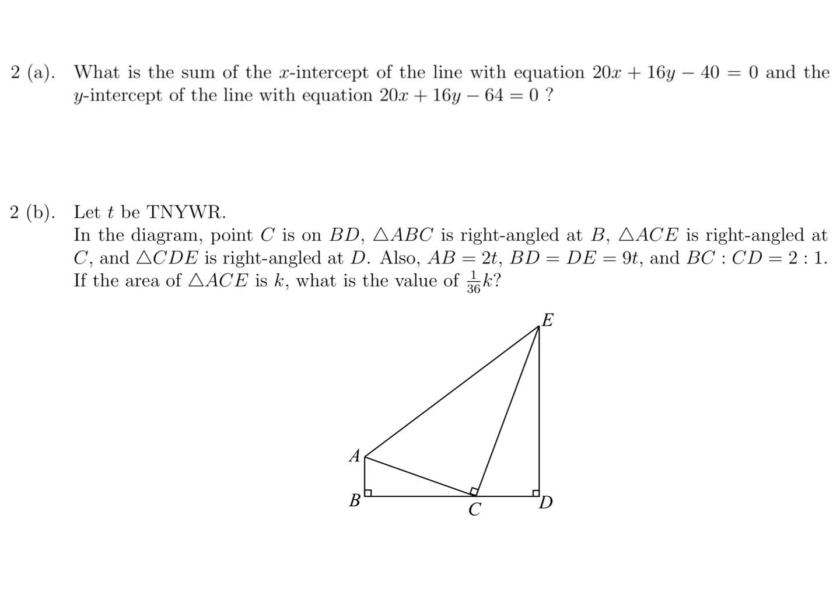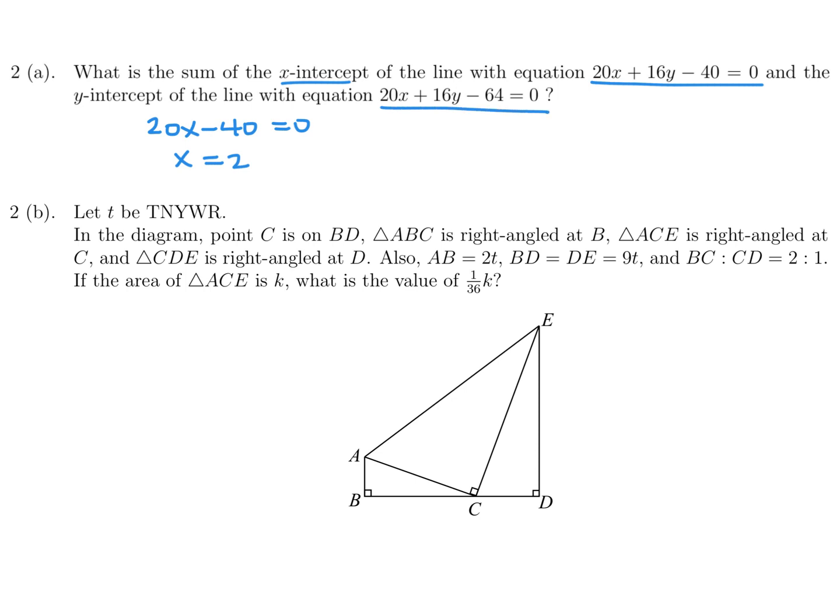What is the sum of the x-intercept of the line with the equation 20x plus 16y minus 40 is 0, and the y-intercept of the line with the equation 20x plus 16y minus 64 is 0? X-intercept of that. So to get the x-intercept, you have to set y equal to 0. So that would make 20x minus 40 is 0. Therefore, x is 2.